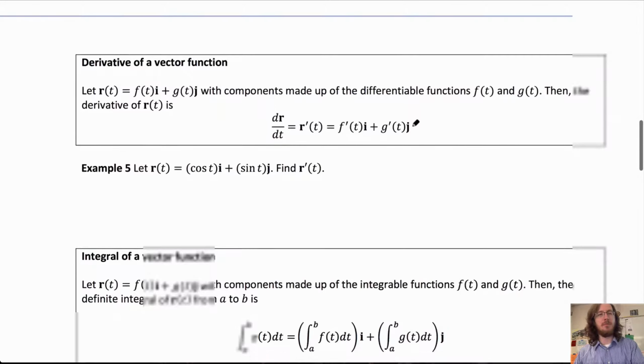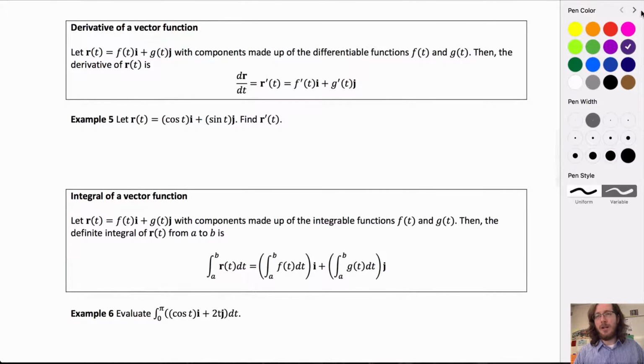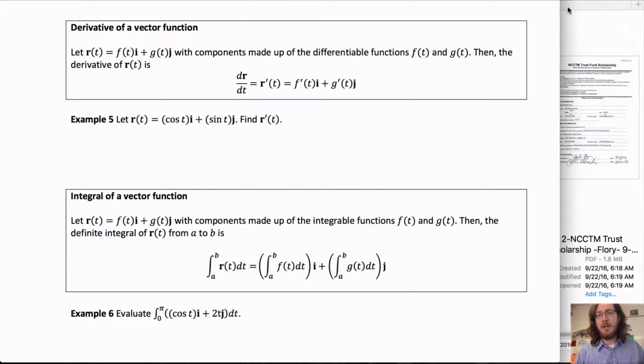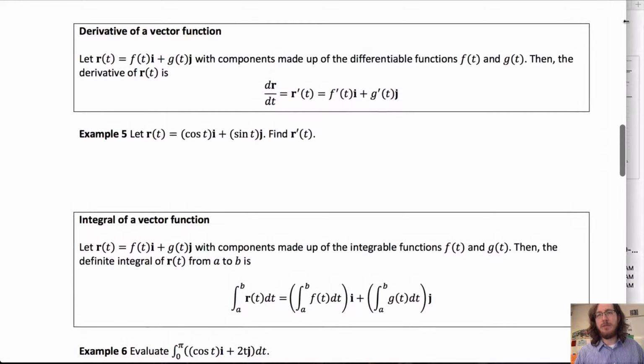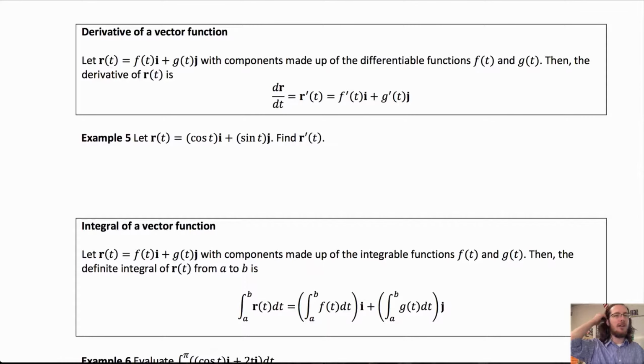All right, next up, derivative of a vector function. Nothing too fancy here. We're going to be applying what we know about derivatives to the components of a vector valued function. It says let r of t equal f of t i plus g of t j with components made up of the differentiable functions f of t and g of t. The derivative of r of t is dr/dt, or if we use our prime notation, r prime of t. And what we're doing is we are just taking the derivative of the horizontal component as a function of t, and the derivative of the vertical component separately as a function of t.